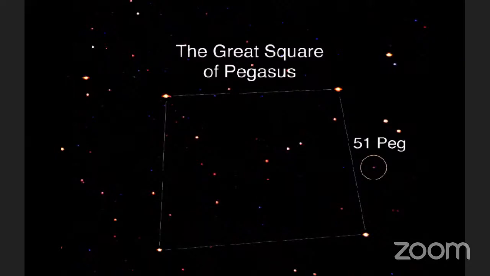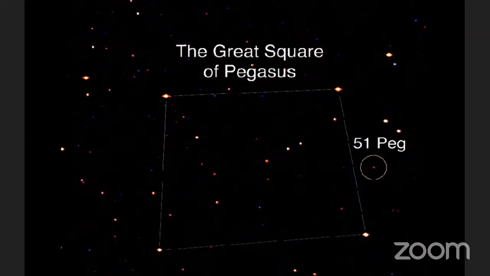So it's a bright star, slightly bigger than the sun, but you can see it as a dot. And we know that the planets don't have their own light. And even if they have their own light or reflected light, they are hidden by the immense brightness of their star. So how did Michel and Didier discover it?